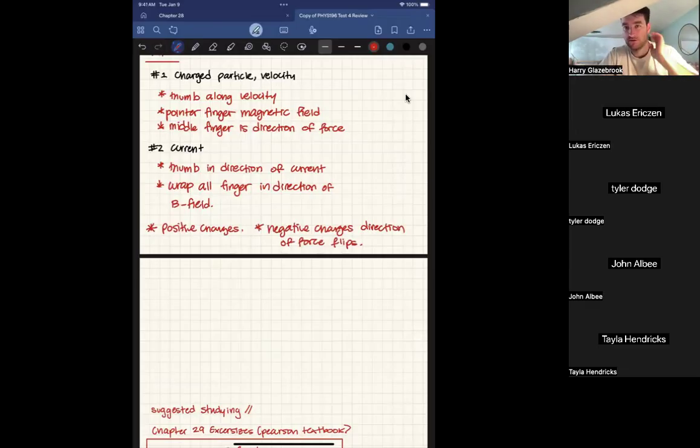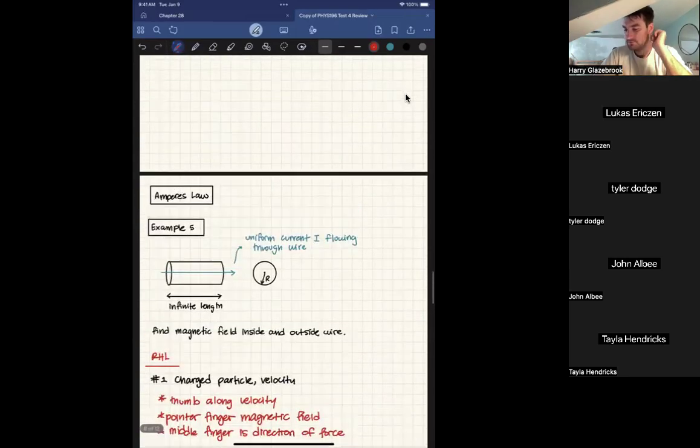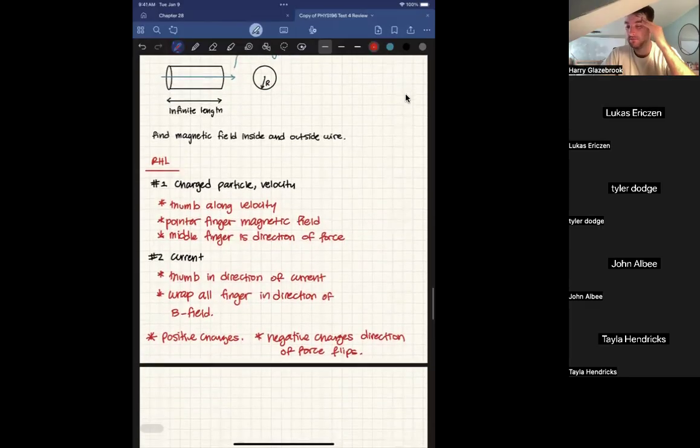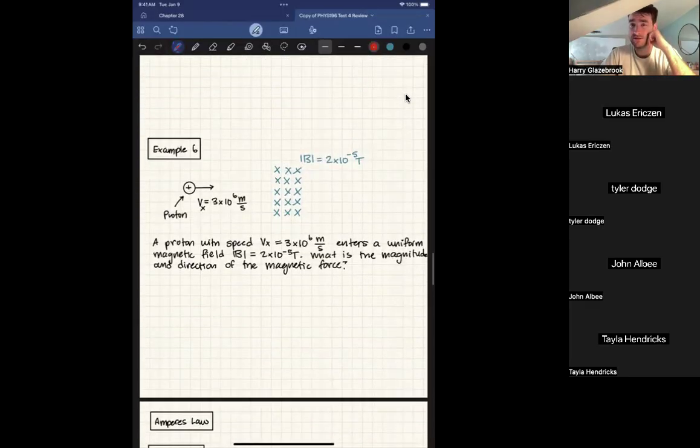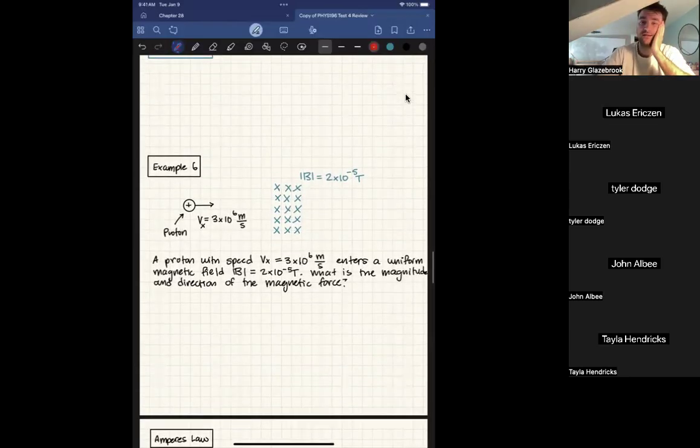Are we allowed to put these on our cheat sheets? I don't know. Dr. Kim seems really specific about his cheat sheets, so I can't answer that because I don't really know. No? Okay. Yeah, I don't know. He's really weird about his cheat sheets.